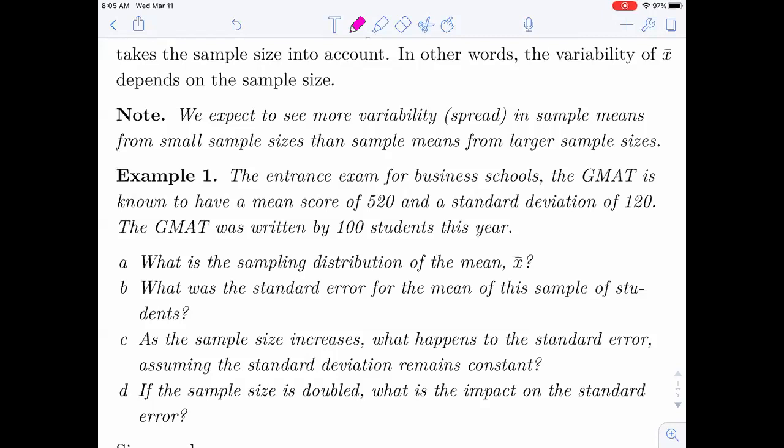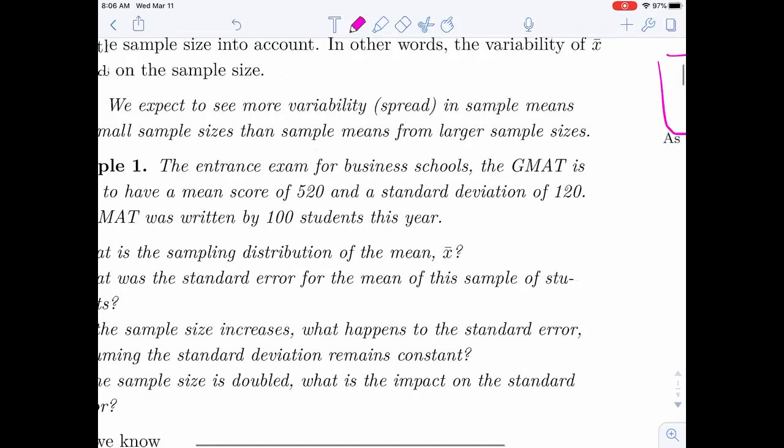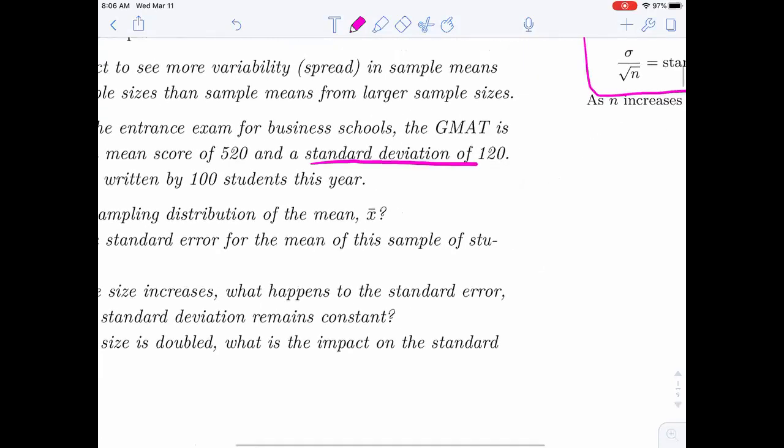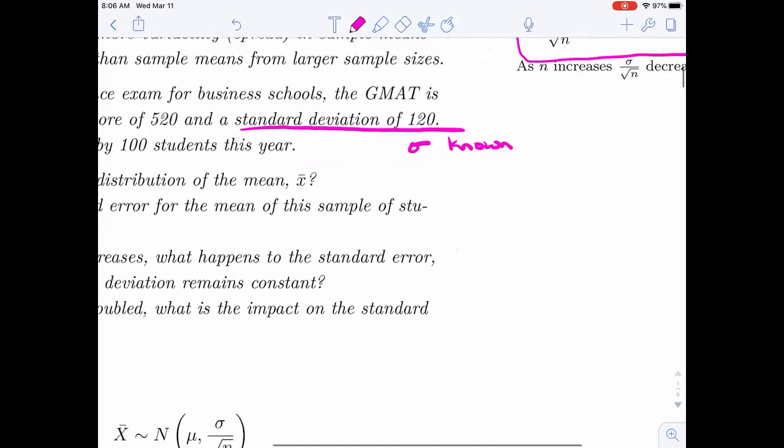And here, when it says the GMAT is known to have a mean score of 520 and a standard deviation of 120, what that's implying is that the 520 and 120 are from the population. So we're pretending that we know how this thing behaves all the time. Here, I want you to make a note to yourself that we're saying we know sigma, so this would be a sigma known case, and we're saying that sigma is 120.